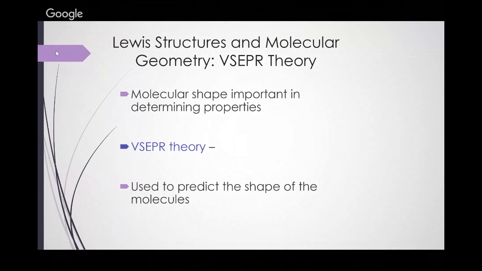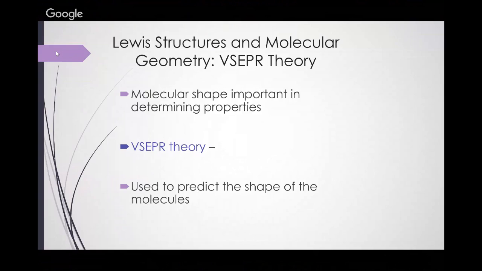Why do we care about the shape of molecules? Well, it's important in determining properties relative to each other. So for example, what might have a higher boiling point or melting point? Can these two compounds mix together? Which one might have a higher surface tension or higher viscosity or higher vapor pressure? So the shapes and looking at whether a molecule is polar or not gives us a lot of information about certain properties.